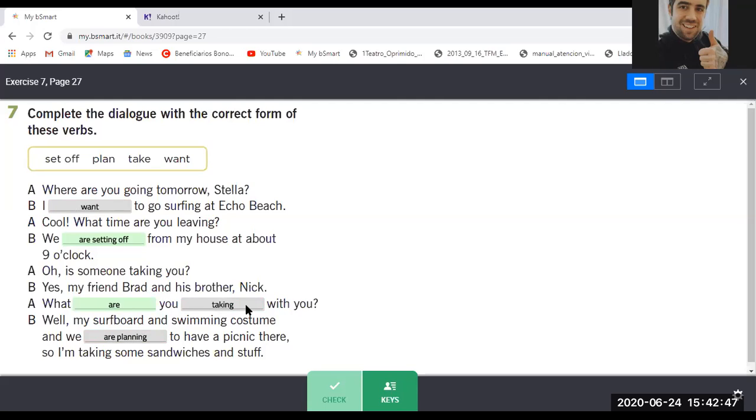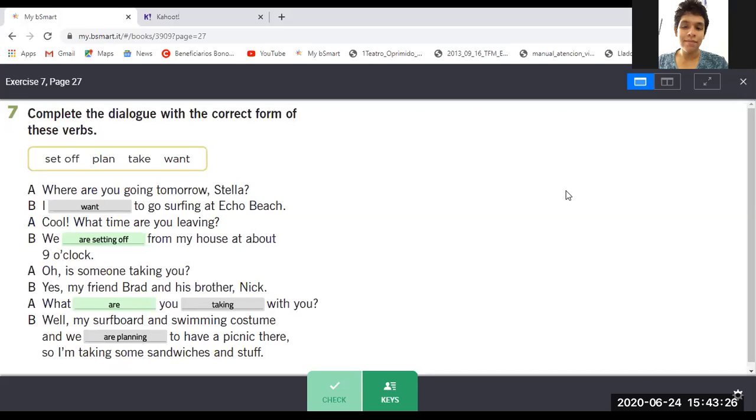Planning. Okay, taking here. Hey, what are you taking with you? ¿Qué llevas contigo? I am taking my surfboard, my swimming costumes, my coronitas, okay? We are planning to take a picnic, okay? So this is the correct answer. I want, we are setting off, what are you taking? We are planning, okay? It was very, very close. Tell me, Williams. And want is a stative verb. Stative verb, yes.